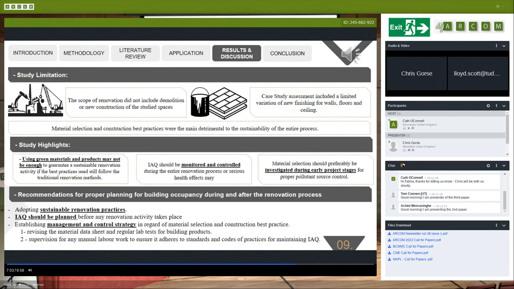Although focusing on material selection and renovation process showed severe impact on the indoor air quality and occupant health, other factors were not studied that are used in some renovation processes, such as demolition and adding new constructions. Furthermore, the materials assessment was done on a small set of materials in the case study. These results highlight that using suitable materials may not be enough to guarantee a sustainable renovation process. Also, the practice has to be improved, and the indoor air quality has to be monitored and controlled from the early stages of the renovation process.